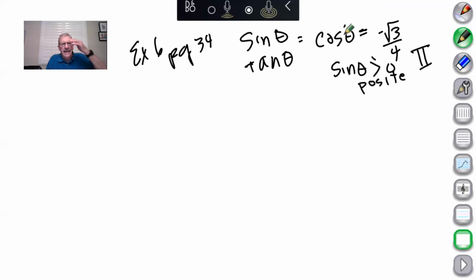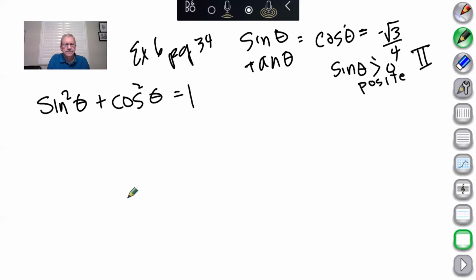So we need an identity. Well, there's two identities we could maybe use. Tangent theta equals sine over cosine. But I don't think that's going to help us a whole lot. So let's go to the other one. Sine squared theta plus cosine squared theta equals 1. And if we want to find sine squared theta, we could say sine squared theta equals 1 minus cosine squared theta.